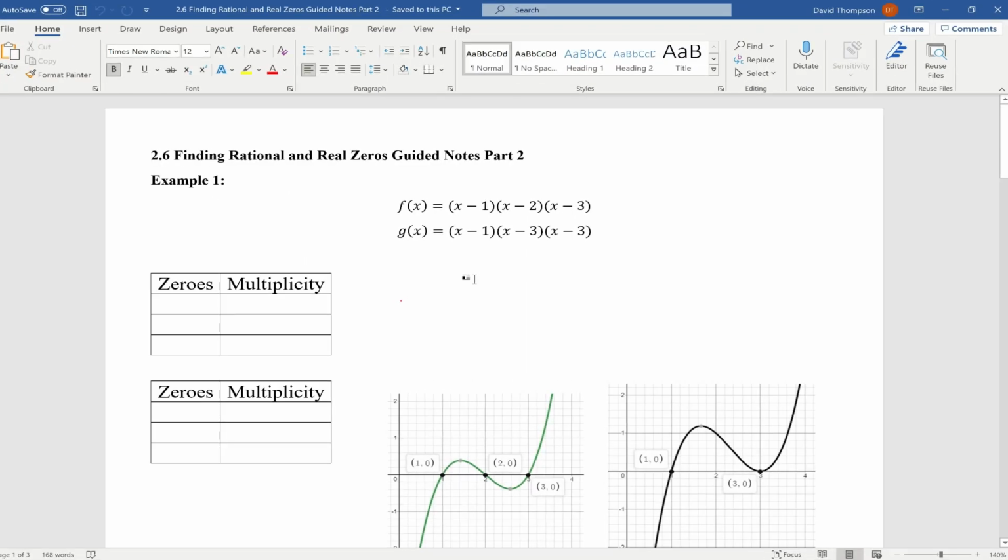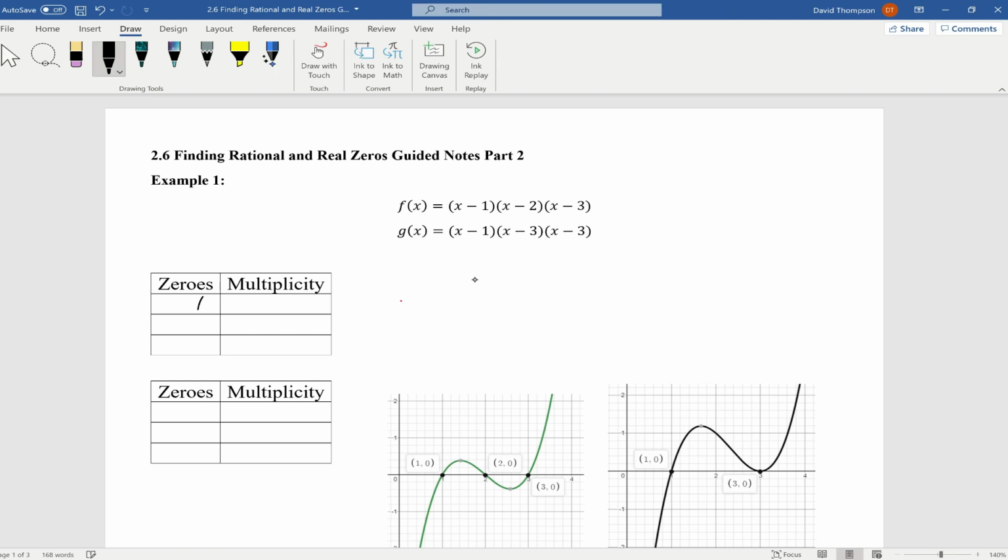In this video, we're going to talk about finding rational and real zeros, and we're going to introduce the idea of multiplicity. So it's example 1. We're given the function f of x equals x minus 1, x minus 2, and x minus 3. We know if we were to solve this, our zeros would be 1, 2, and 3.